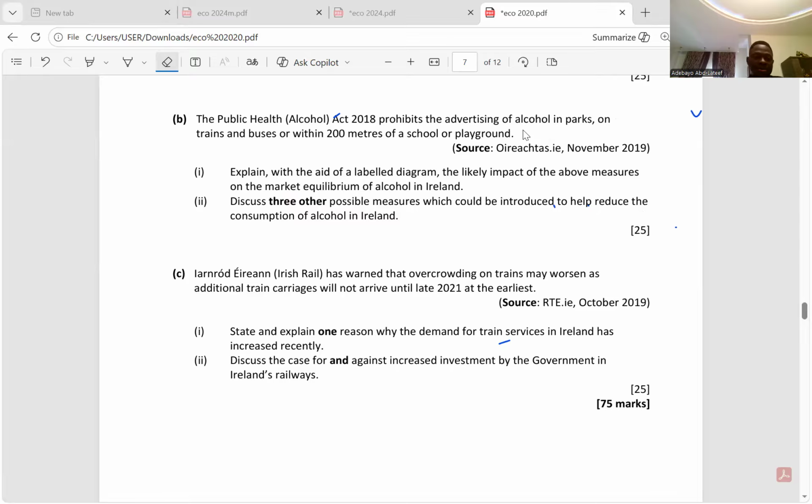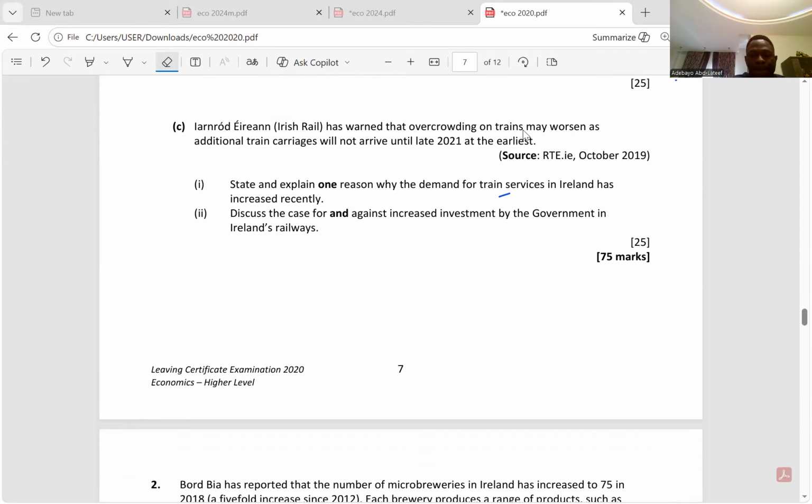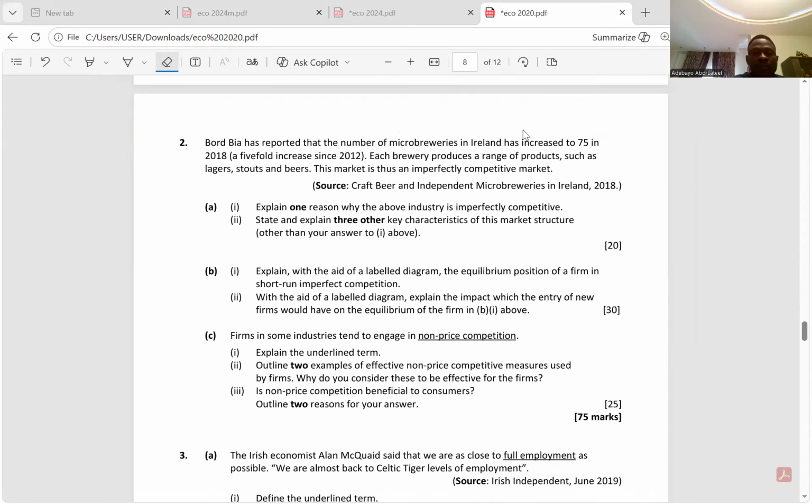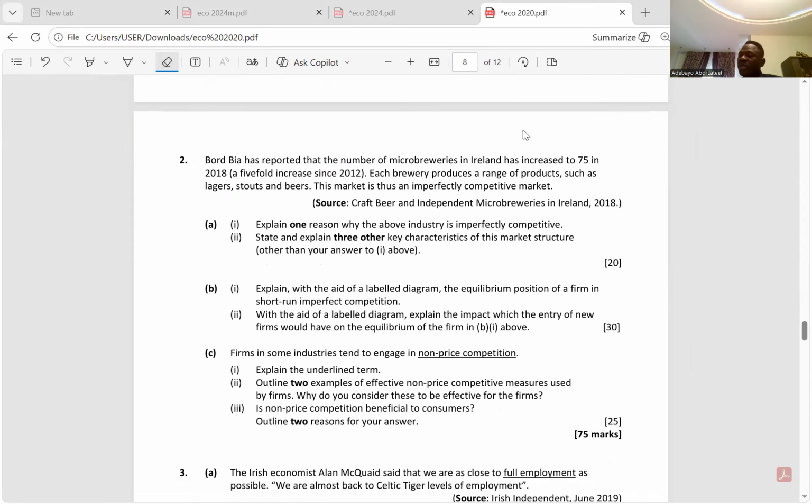I think that is clear. So go to question 2. For question 2, they said, Bord Bia has reported that the number of microbreweries in Ireland has increased to 75 in 2018, a 5-fold increase since 2012. Each brewery produces a range of products such as lagers, stouts, and beers. This market is thus an imperfectly competitive market. Explain one reason why the above industry is imperfectly competitive.